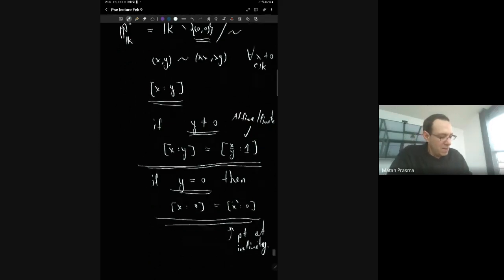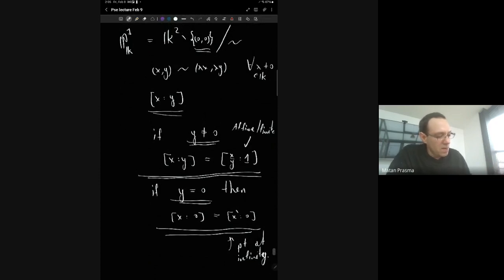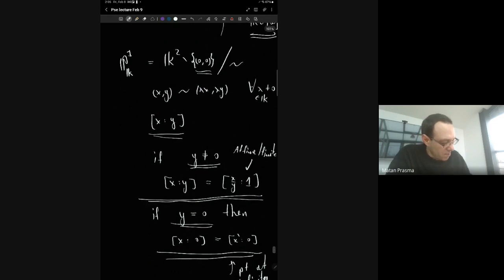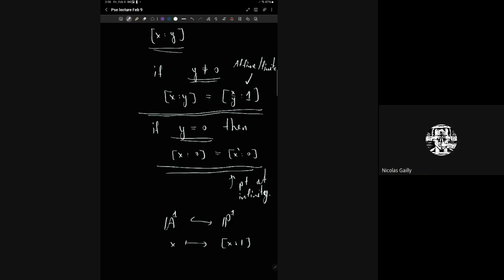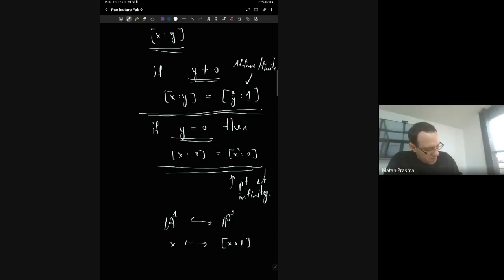And this is compatible with the homogenization of polynomials that we discussed. Essentially, what we're doing here is that A1 can be embedded in P1 by sending a point X into X colon 1. This is the affine representation of the point in P1. And this doesn't cover, of course, the point at infinity.